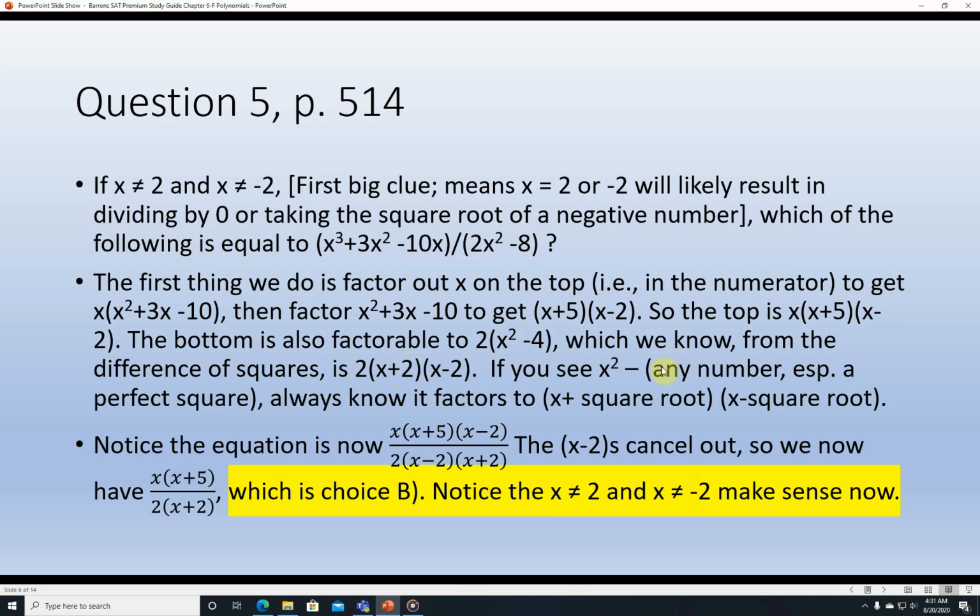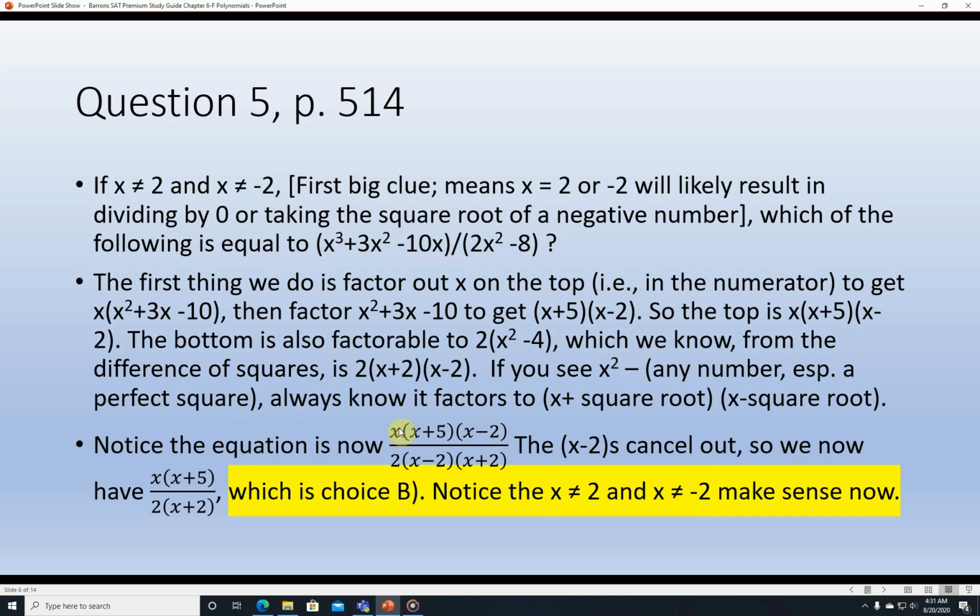If you see x squared minus any number, especially a perfect square, always know that that's going to factor to x plus the square root of the number, times x minus the square root of the number. So if you see x squared minus 9, you know it's going to be (x plus 3) times (x minus 3). You could have something that's not a perfect square, like x squared minus 63, so then it would be x plus the square root of 63 times x minus the square root of 63. But on the SAT, especially if you see a perfect square, just know that it's probably a difference of squares problem, so you should automatically say, okay, what if I factor it to x plus 3, x minus 3, or x plus 2, x minus 2.